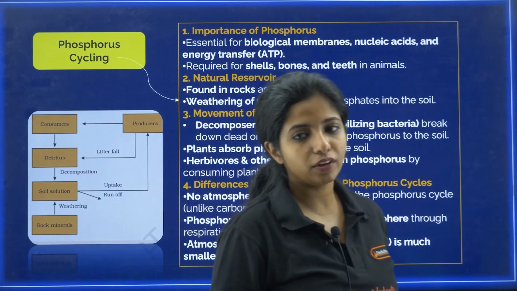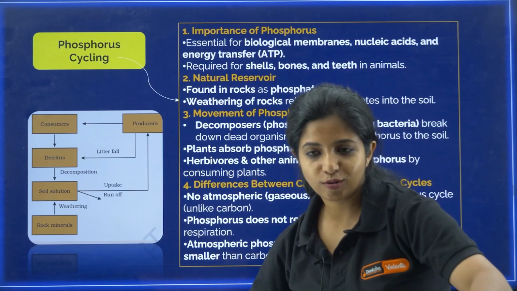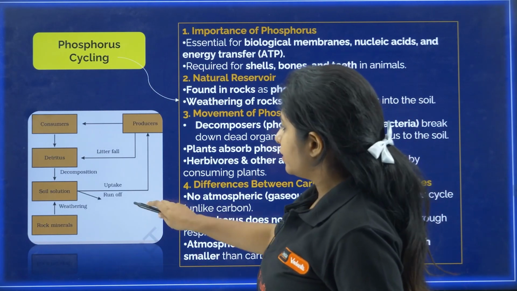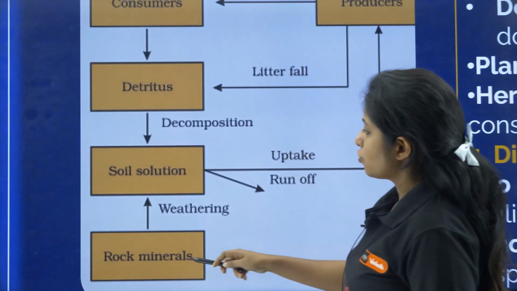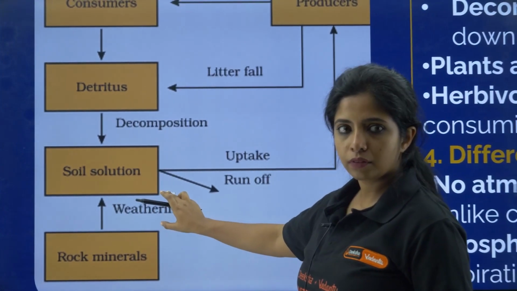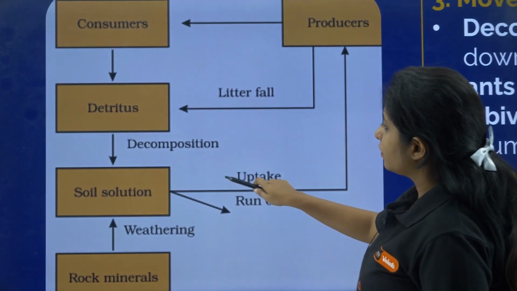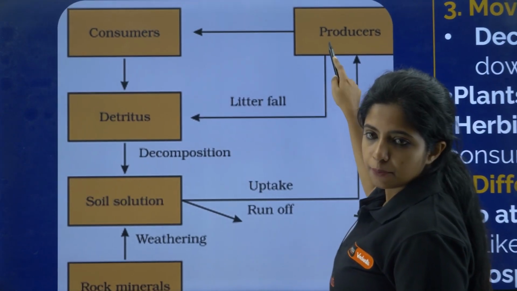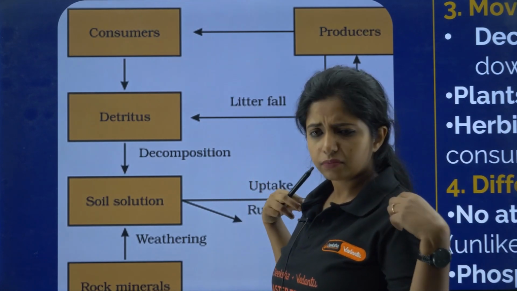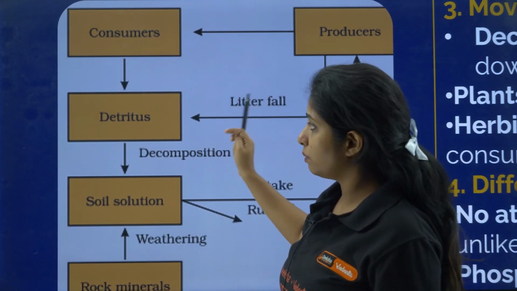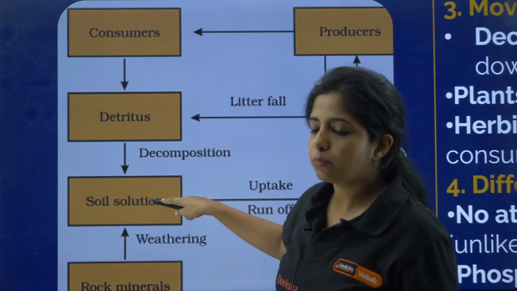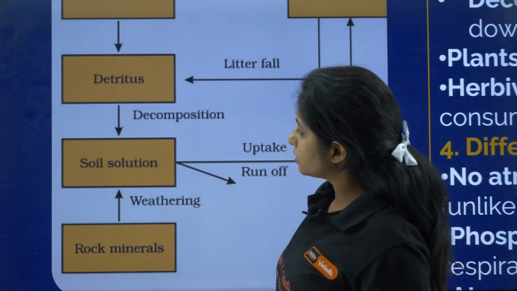So comparatively, there is only one way, that is the rocks and the decomposers doing their work. Over here you have a little picture. Rock minerals weather and are there in the soil. From here uptake happens by the producers, which are eaten by the consumers. Producers' litter fall, as in their leaves, falls down and becomes part of detritus. Even consumers, when they die, become part of detritus. Again decomposition happens, and it is in the soil solution. So this chain is definitely happening.